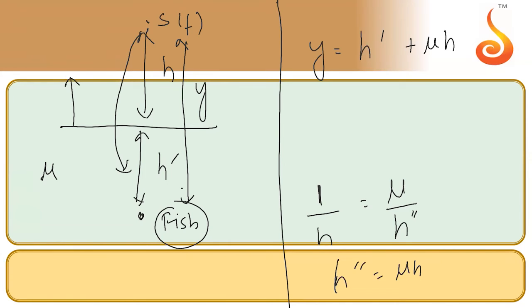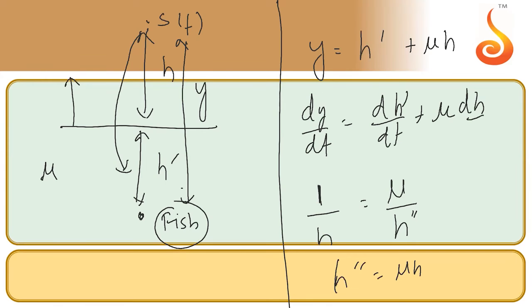I'm again repeating for all of you, because of the changes in water level, h and h dash are changing, so y is changing, so it will appear to the fish as if things are moving away or getting closer. So how do I find out the velocity? I will differentiate. dy/dt is equal to dh dash/dt plus mu times dh/dt. One last thing and we are done.